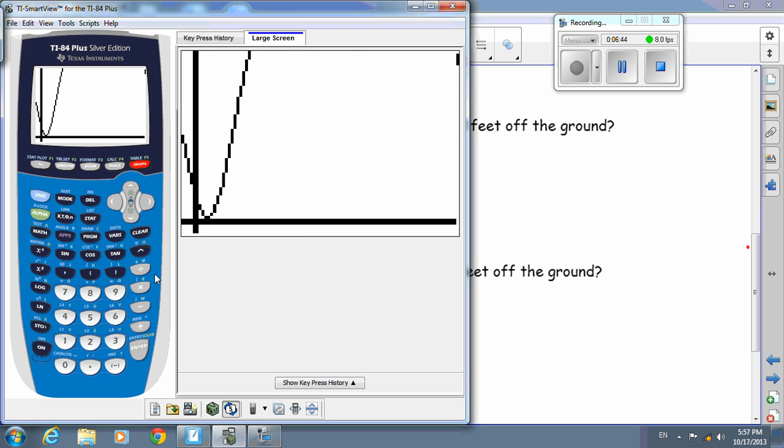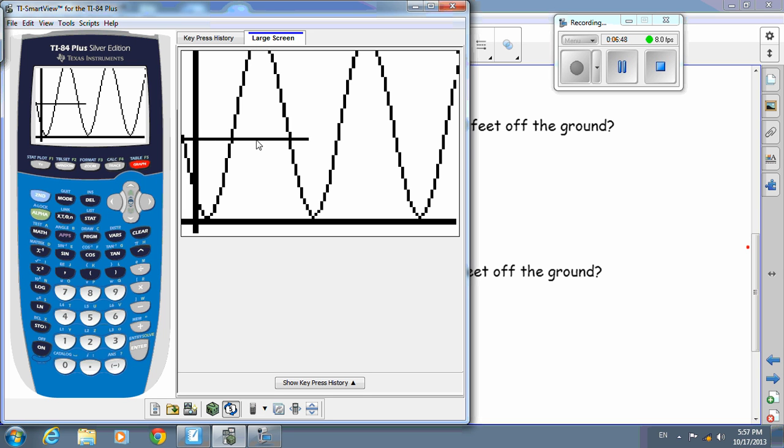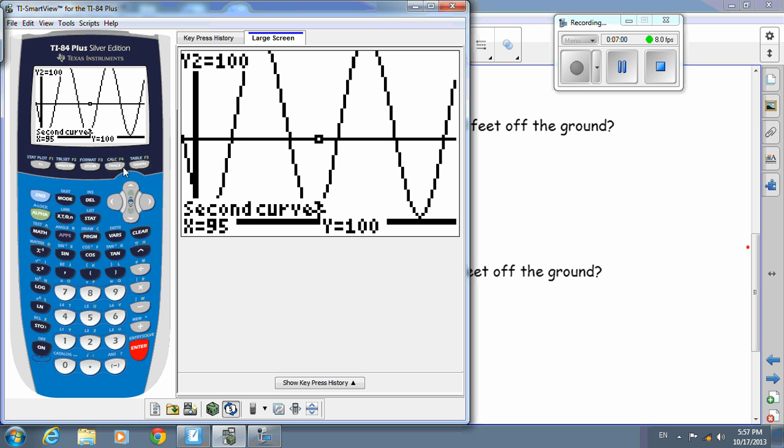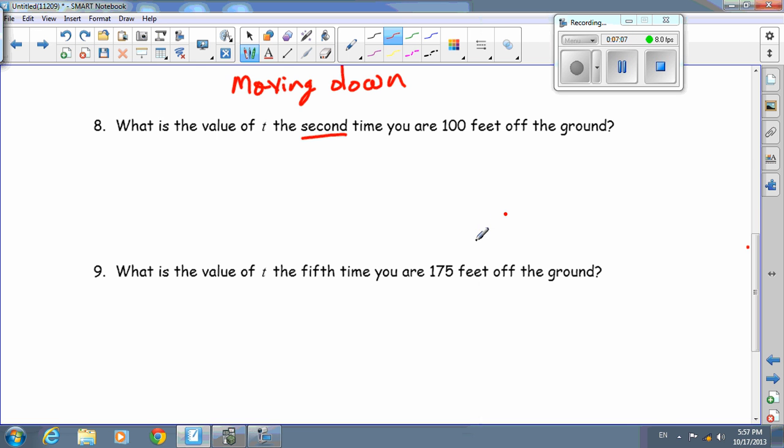This is what I see. Note that I wasn't trying to see the max and the min. My goal is to see the intersection with the 100 line. So let's try to figure out what this point is. I will do second trace 5 and press enter. My goal is to get close to my solution, which is this point. Enter, enter, and the answer is 72.228. So here I will put 72.229 seconds.